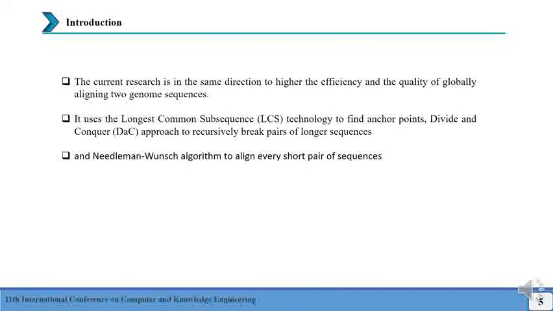The current research is in the same direction, to improve the efficiency and quality of globally aligning two genome sequences. It uses the longest common subsequence technique to find anchor points, a divide and conquer approach to recursively break pairs of longer sequences, and the Needleman-Wunsch algorithm to align every short pair of sequences.